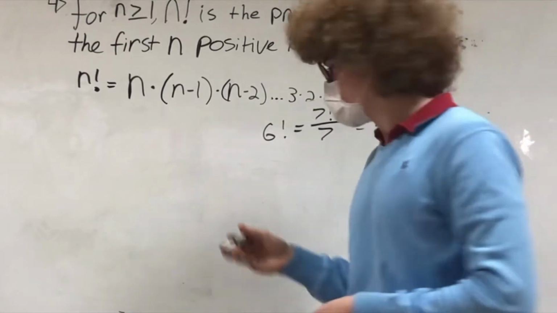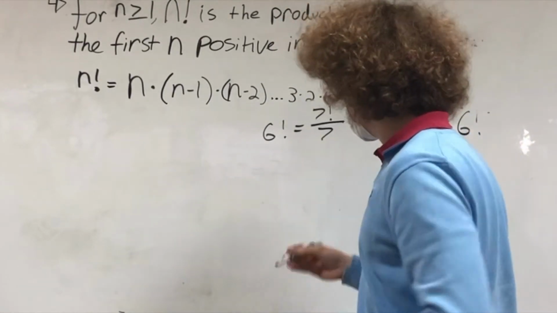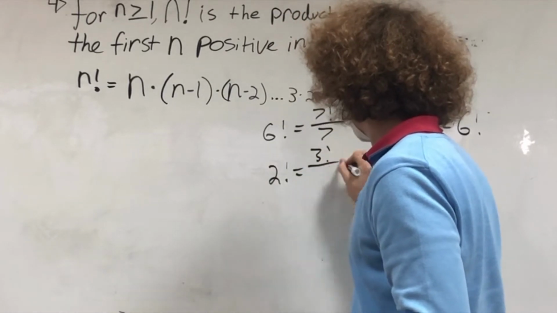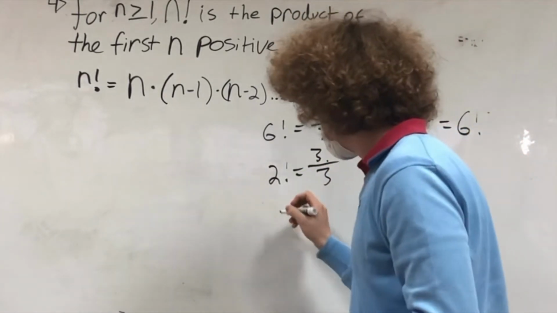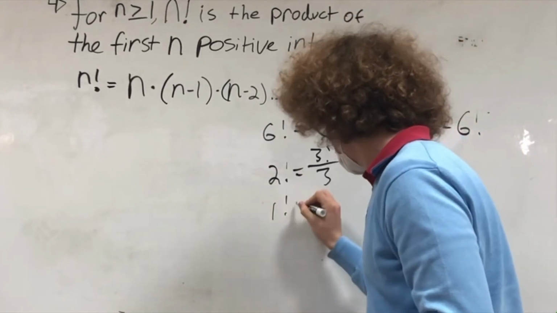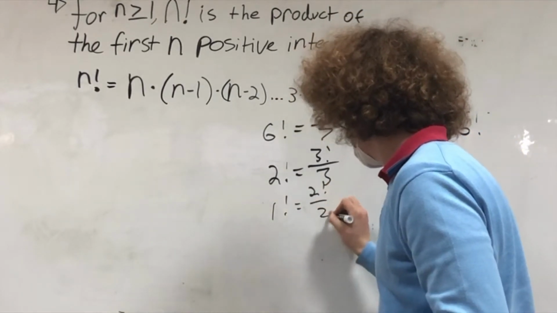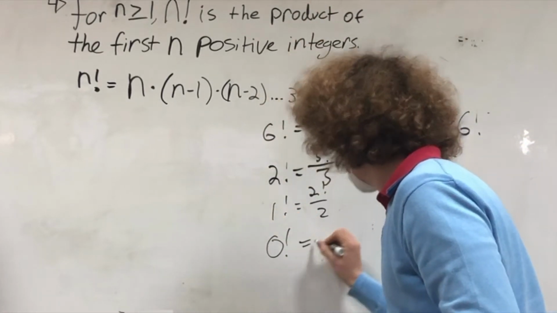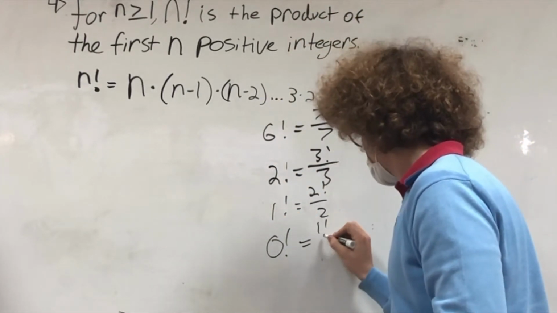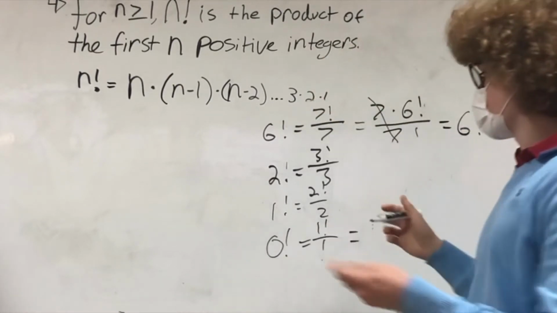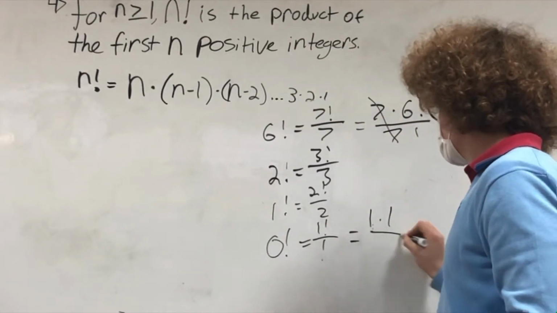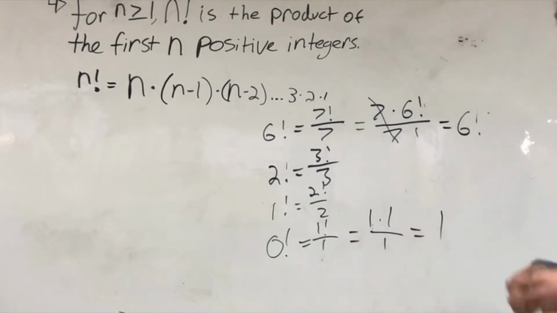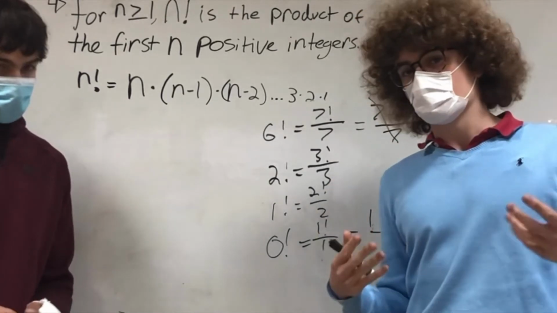Now, you can go down. If that's true, then this must also mean that 2 factorial is equal to 3 factorial over 3, which is true. You might also be thinking 1 factorial is equal to 2 factorial over 2, which is also true. Now, 0 factorial is equal to 1 factorial over 1. Now, 1 factorial means 1, times 1 over 1 means 1. That is the proof to show that 0 factorial is actually equal to 1, not 0.